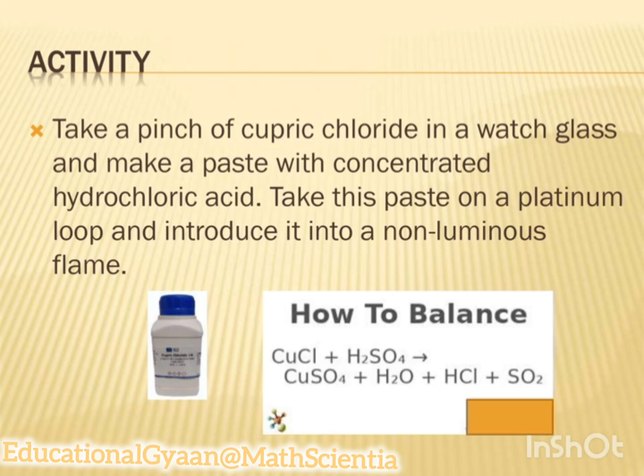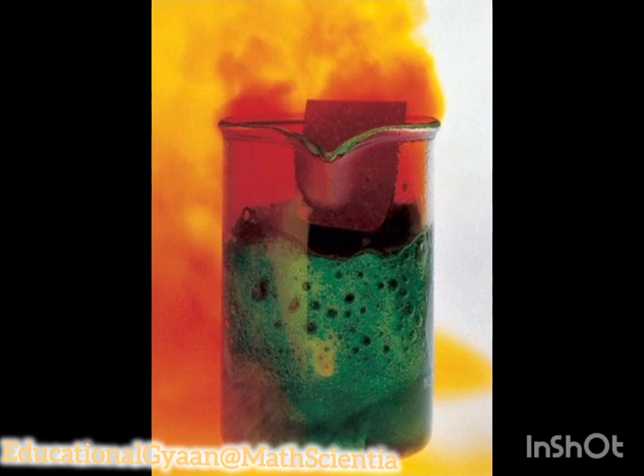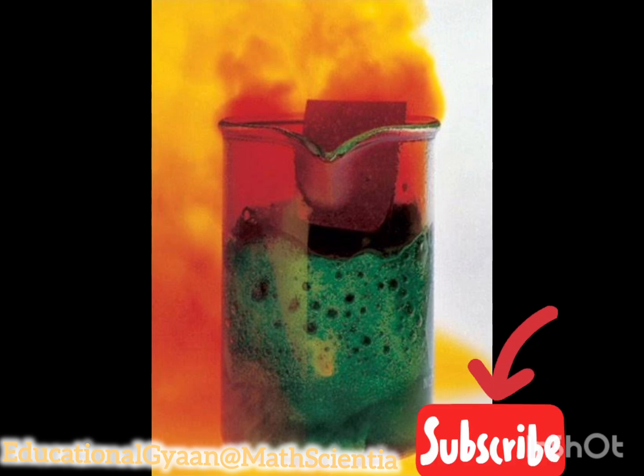Let us do an activity to see metals produce different colors in a flame. The chemicals required for this are cupric chloride, strontium chloride, concentrated hydrochloric acid, a watch glass and a non-luminous flame. We take a pinch of cupric chloride in a watch glass and make a paste with concentrated hydrochloric acid. Now we take this paste on a platinum loop and introduce it to a non-luminous flame. Then a green colored flame is produced. By this activity, it can be seen that each element or metal emits its own characteristic color in a flame.